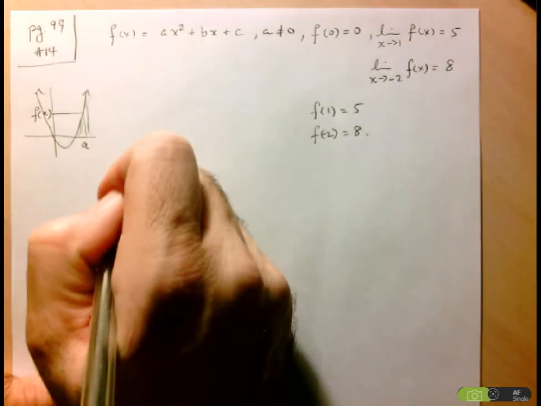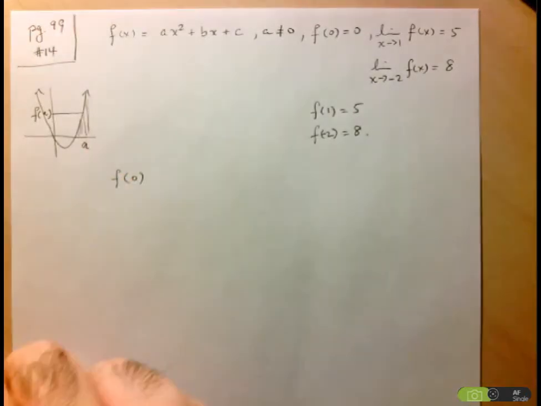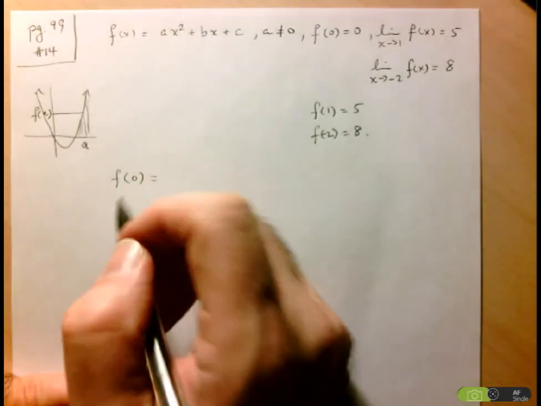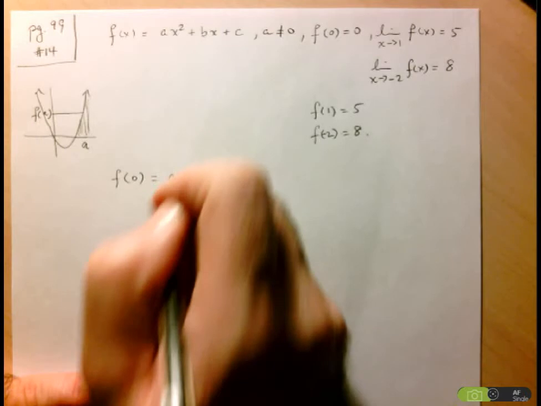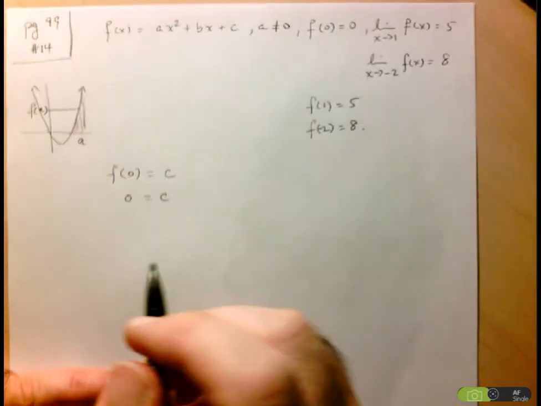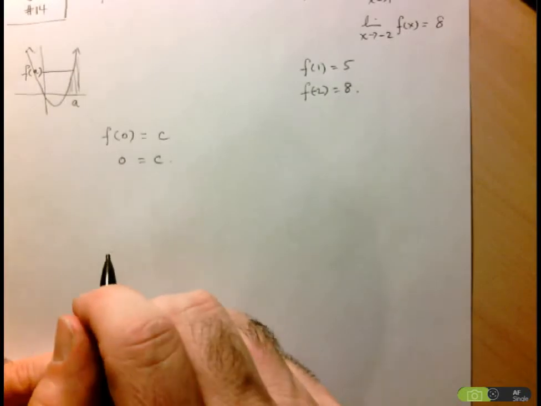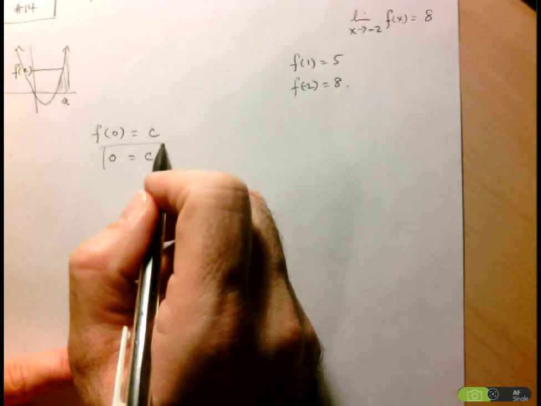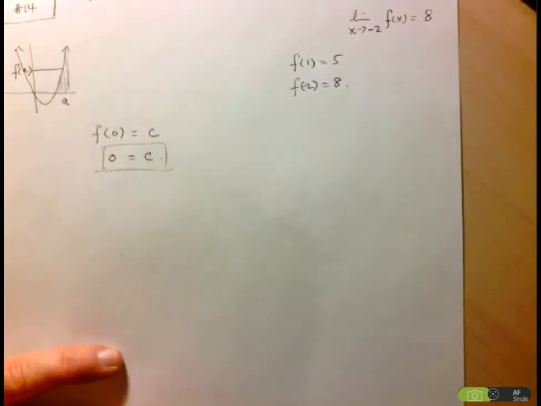Now here, something very nice happens. When I take f of 0, the first two terms just disappear, so that's just equal to c. And if I know that f of 0 is equal to 0, right off the bat, there was really no work to be done here. So in the end, we won't have to really solve three equations and three unknowns because we know right away that c is equal to 0.